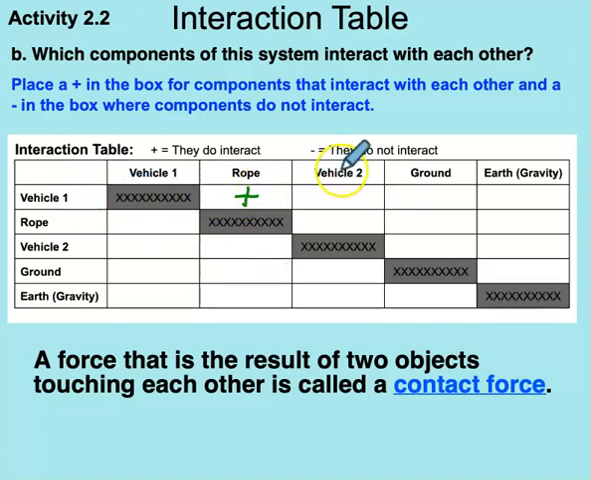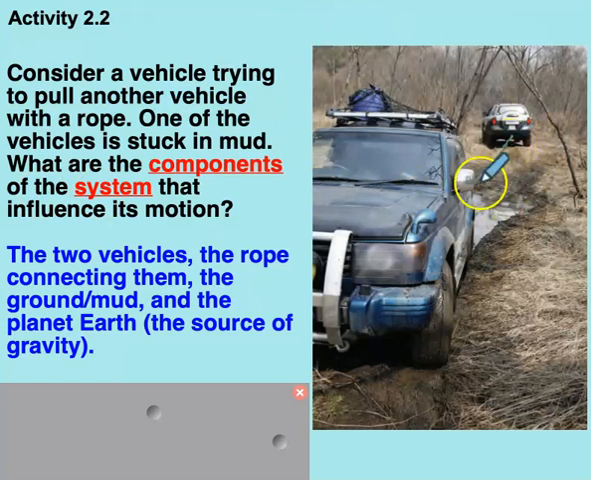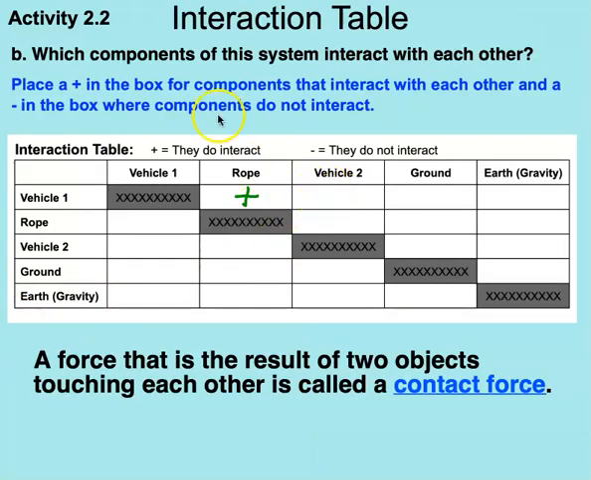Does vehicle 1 interact with vehicle 2? This is where people say, well, yeah, they are. Well, no, they're not. Vehicle 1 and vehicle 2 are both interacting with the rope, but they're not interacting with each other. So for this one, I'm going to put a minus. Does vehicle 1 interact with the ground? Yeah, it's on the ground. And does it interact with the earth? In other words, is gravity pulling down on vehicle 1? Absolutely.